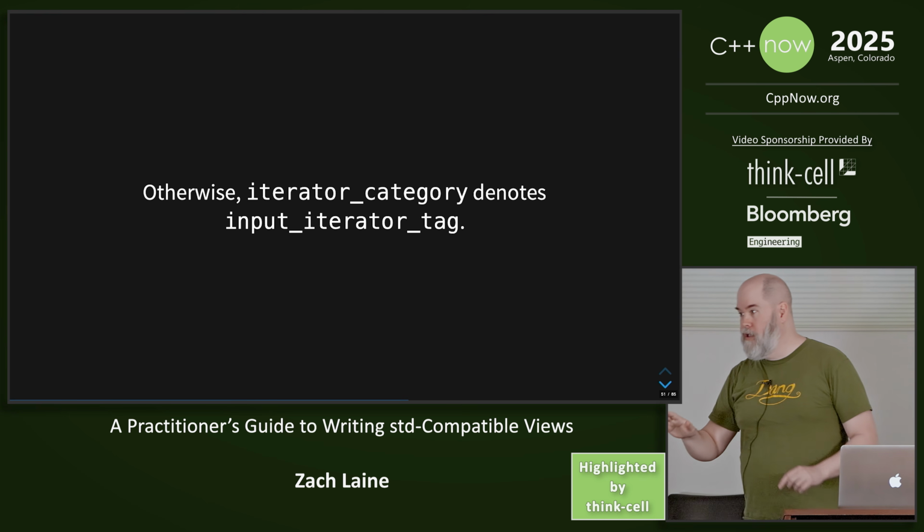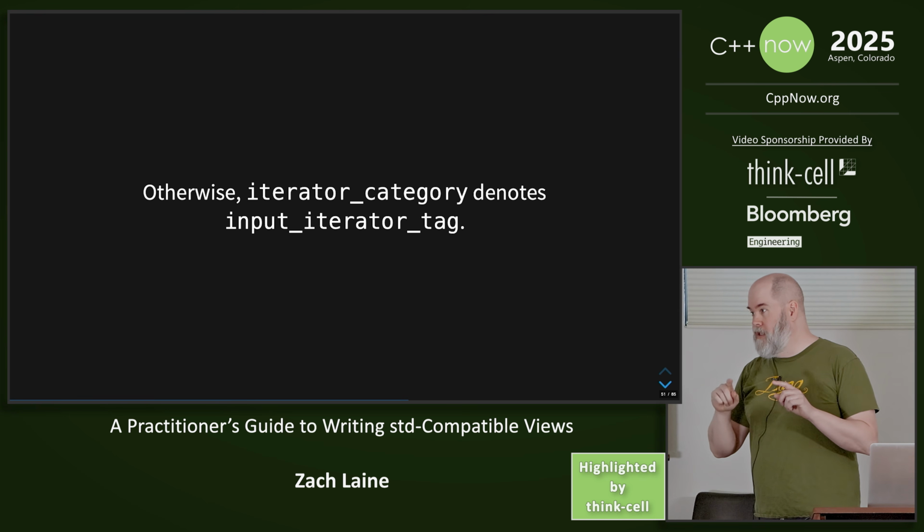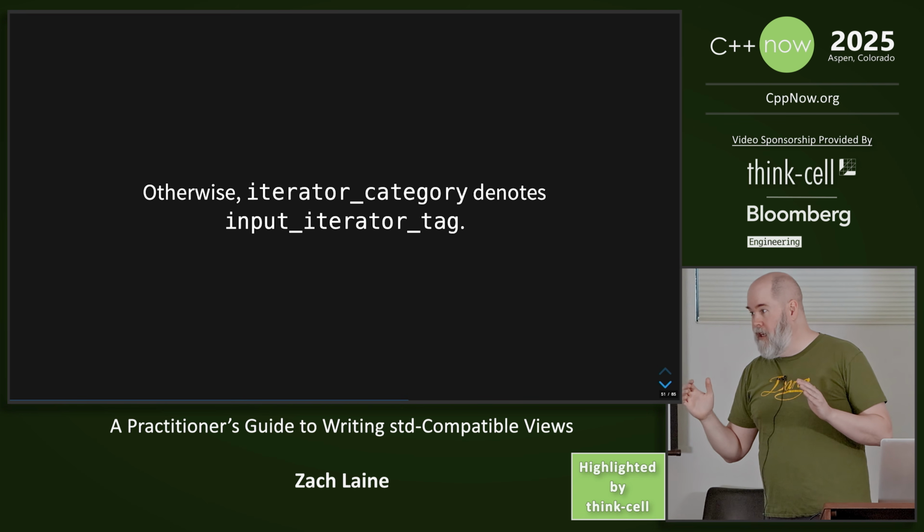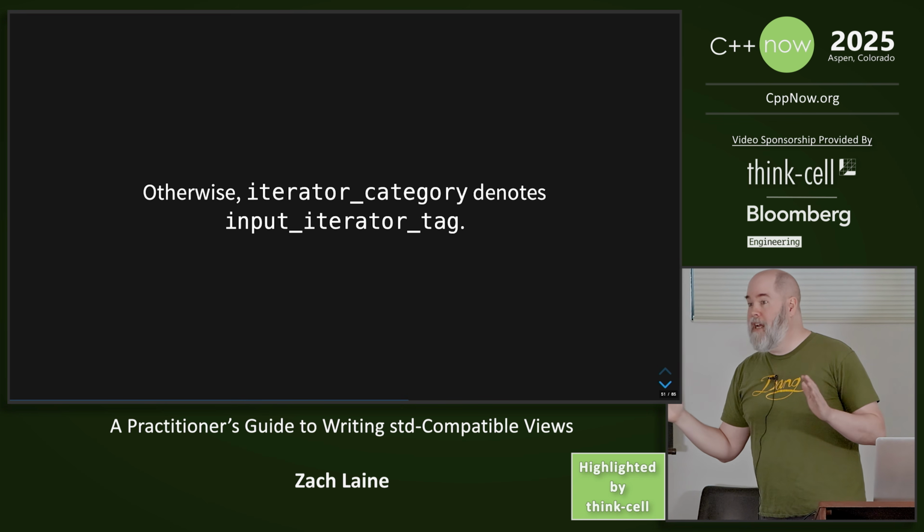Okay. I just want everyone to know, SG9 is the study group for ranges in the committee. He's the chair. I'm the vice chair. We don't have any clue about that. Make of that what you will.